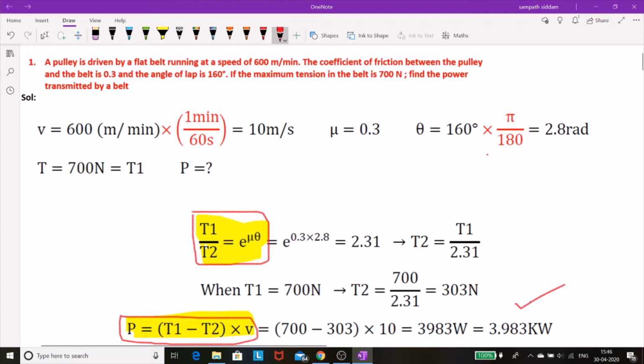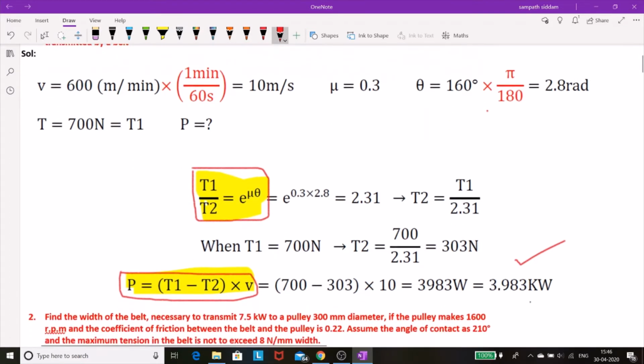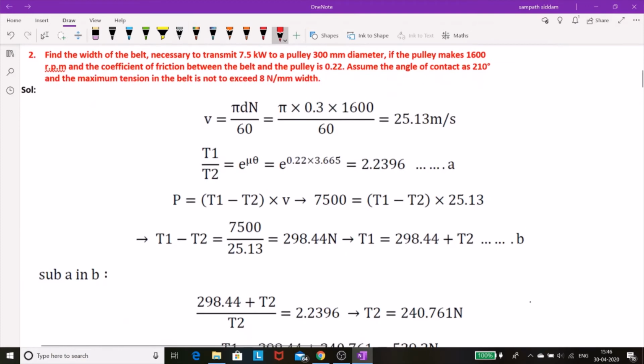Next, let's move on to problem number 2. I hope I am clear with problem number 1. Let's move on to problem number 2.